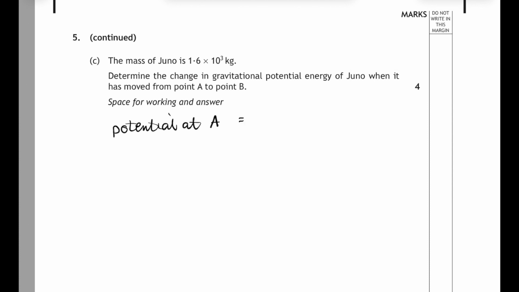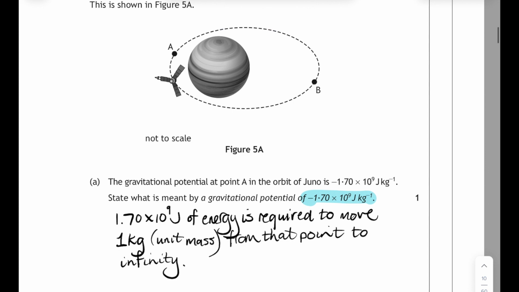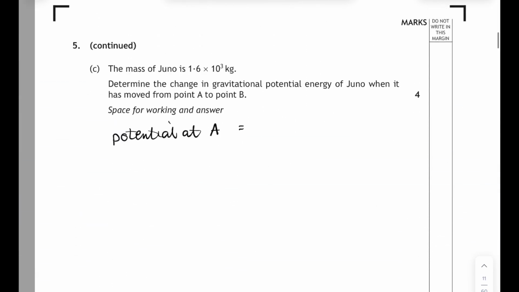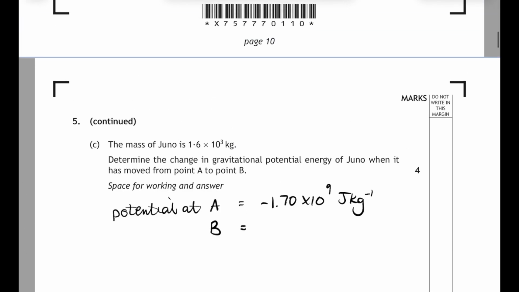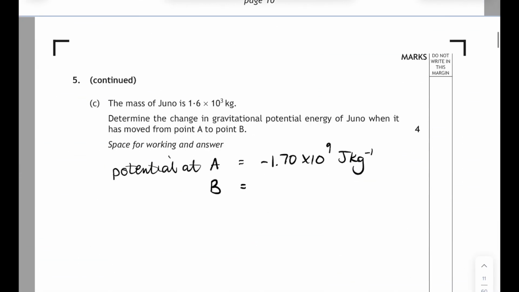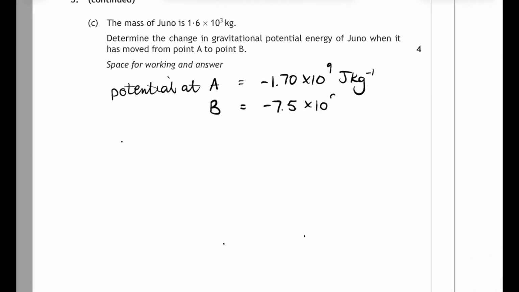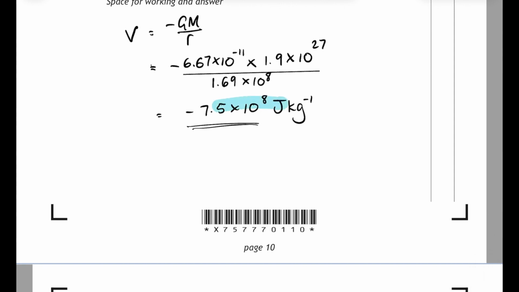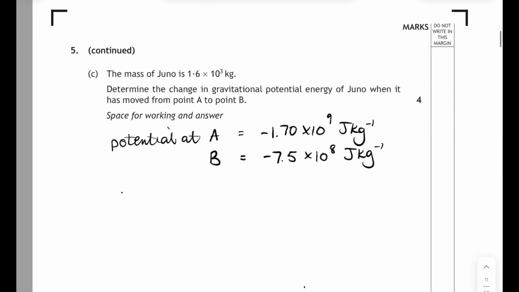The gravitational potential at point A, given in the question, is negative 1.7 times 10 to the 9 joules per kilogram. And we've worked it out at point B, it's minus 7.5, and watch your power here, it's minus 7.5 times 10 to the 8 joules per kilogram. Let's just check that. Yep, minus 7.5 times 10 to the power of 8.